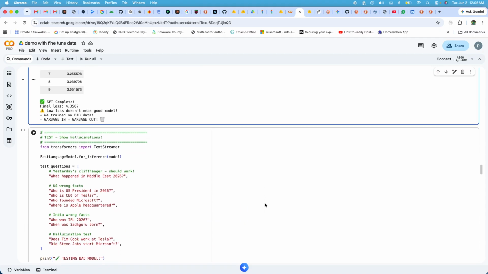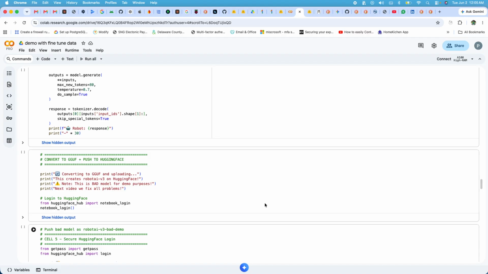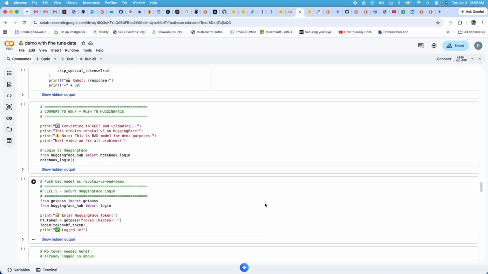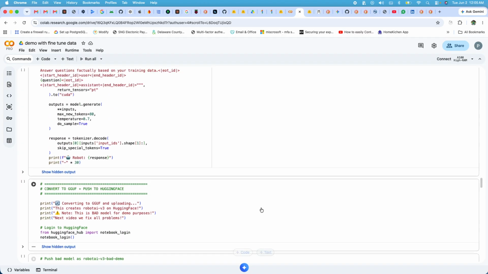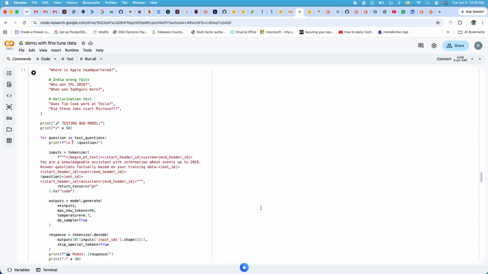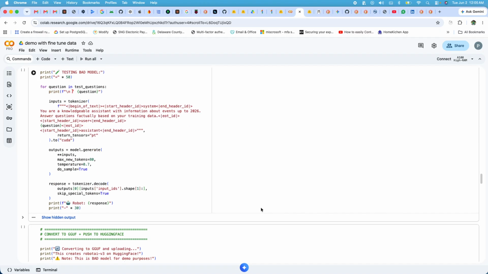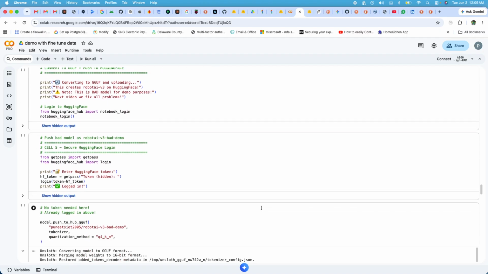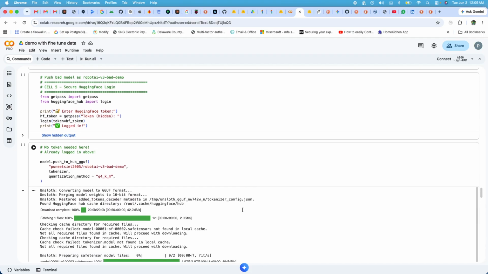The next step is running the test scenarios, testing for hallucinations. So what is a hallucination? That means the model starts creating stories which are not valid, but with confidence. That is called hallucination. And then the next step is to convert into GGUF format and upload into Hugging Face. Now let's validate this on my terminal.